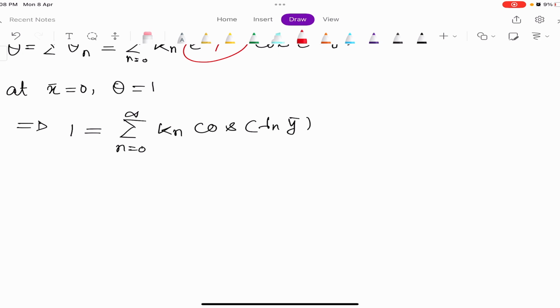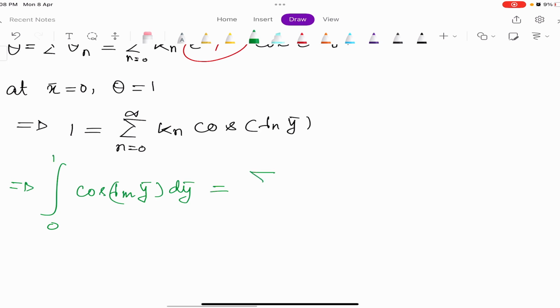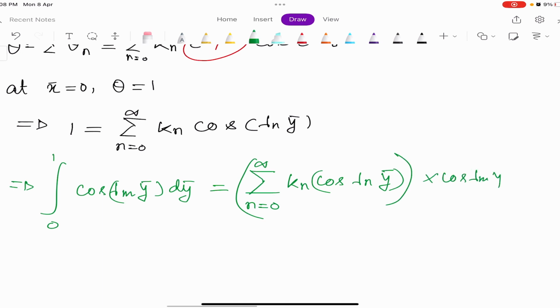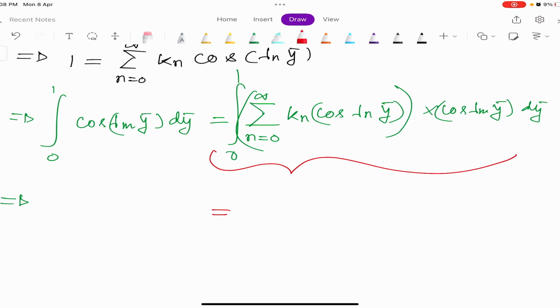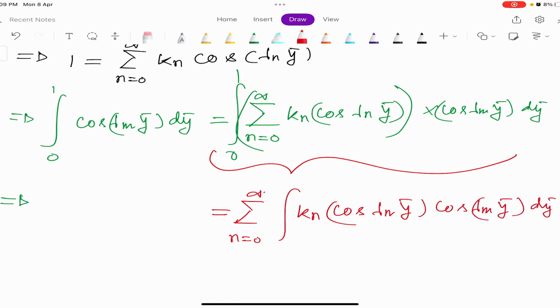Okay. So now you just play with this equation, that is, multiply by cos of lambda m y bar dy and integrate in both sides. Just do it, multiply. Then you see this term I can modify, so I can take this integral inside the summation, because the summation is not over y bar. So I can write it as kn cos of lambda n y bar into cos of lambda m y bar dy, 0 to 1.